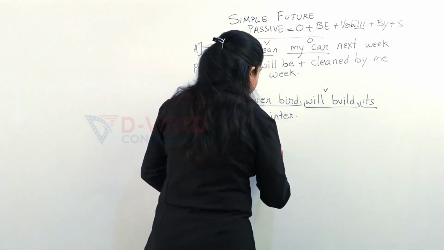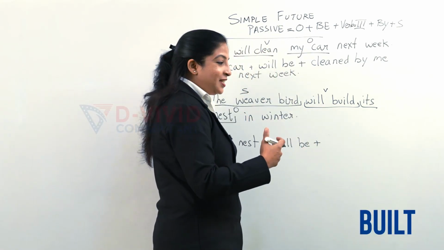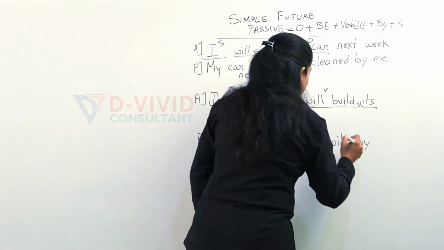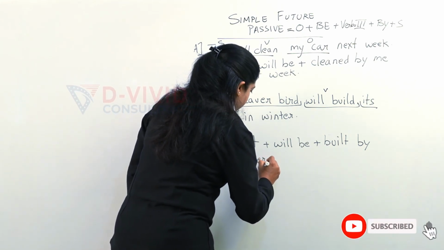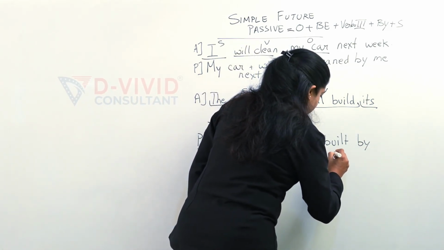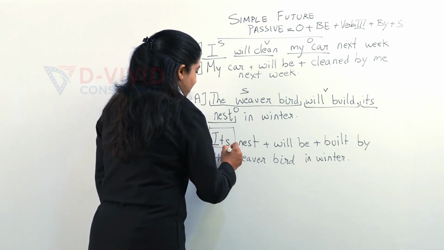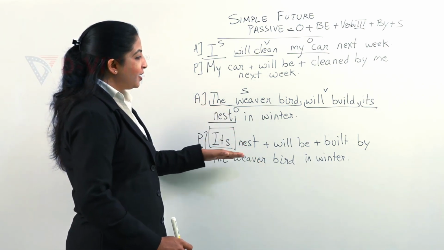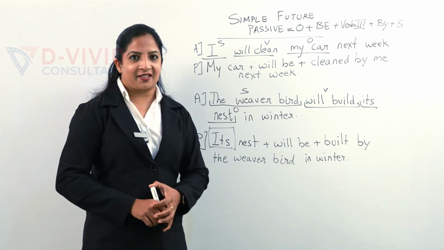Its nest will be, now what is the third form of build? Built. Will be built by the weaver bird, in winter. Now here I can even omit this pronoun its, because I already have nest. So when I convert some active into passive, I can make such minute changes.